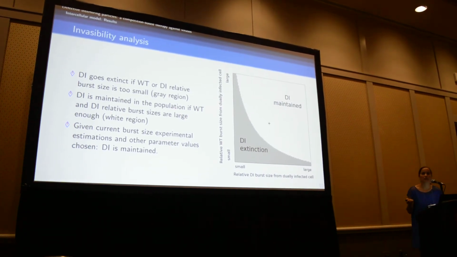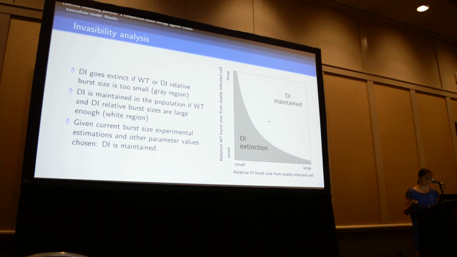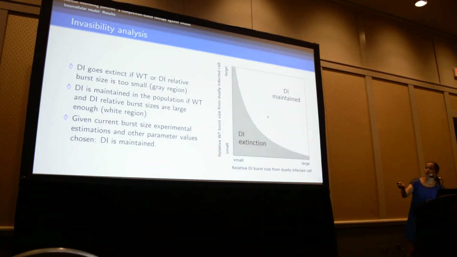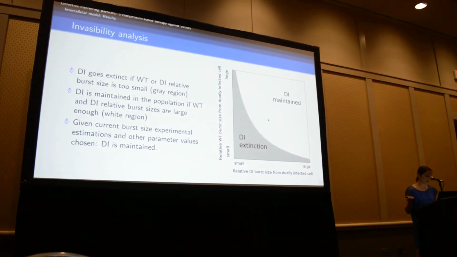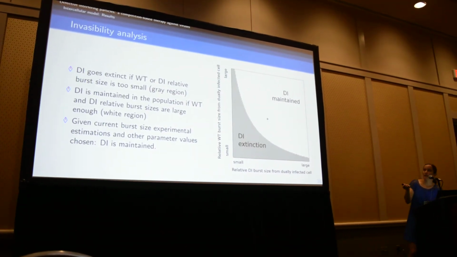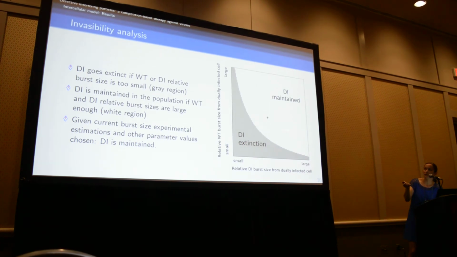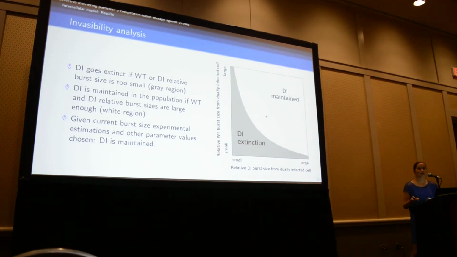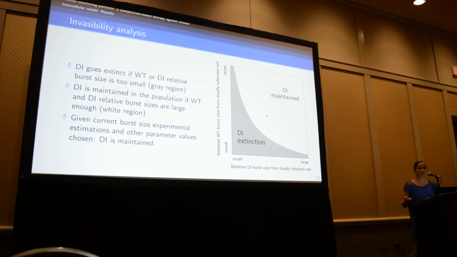So it is a similar result as the one of the sensitivity analysis. And again, the black cross represents the same experimental estimation of the Y-type and the DI burst sizes. And interestingly, we can see that the model predicts that our current DI is going to be maintained if it is introduced as a treatment.